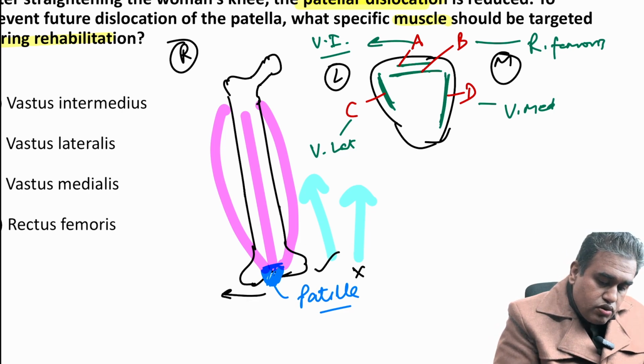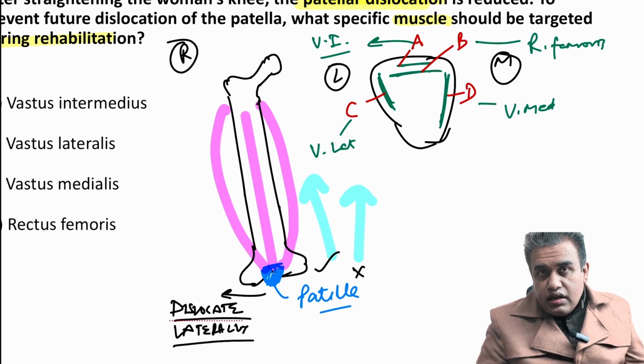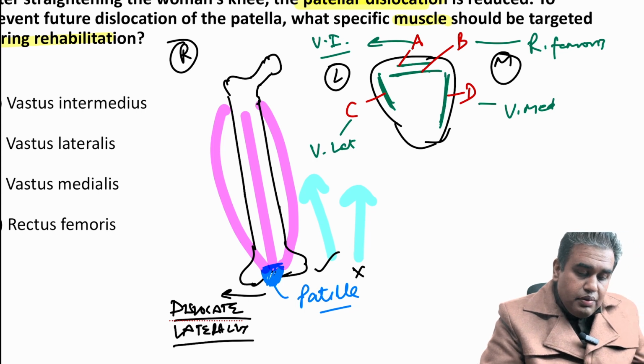Therefore, patella is prone to dislocate laterally. It is prone to dislocate laterally. याद रखिए. It is prone to dislocate where? Laterally. बाहर की तरफ it is prone to dislocate. अब इसको avoid करना है.